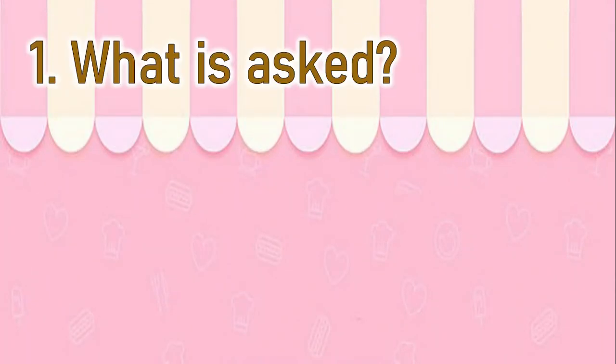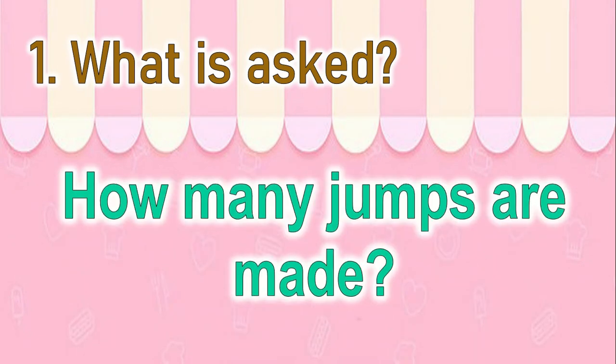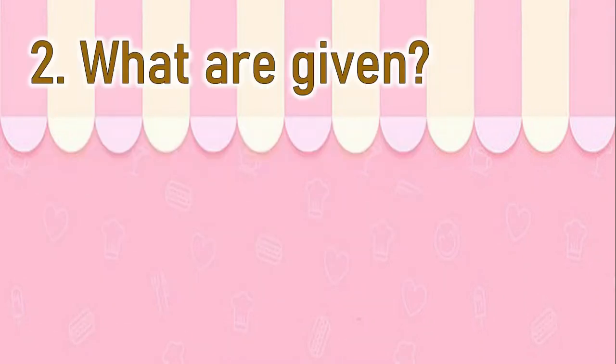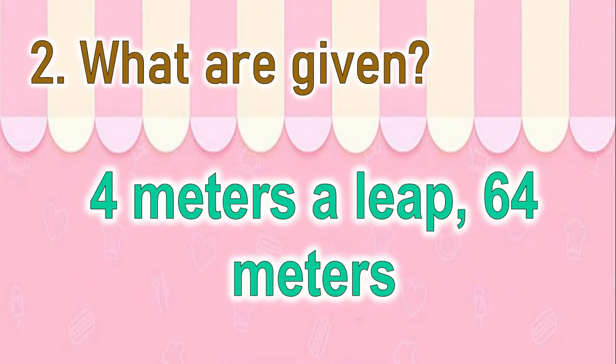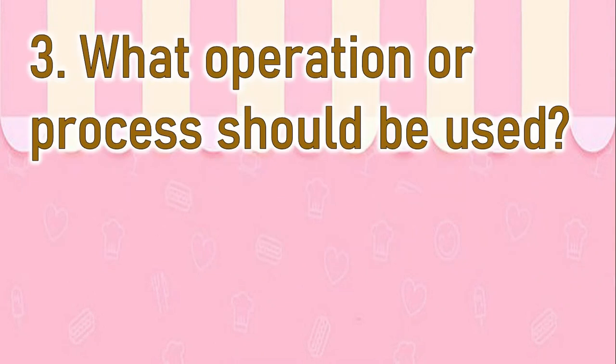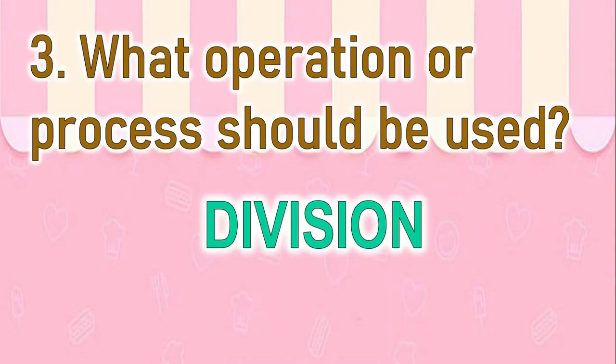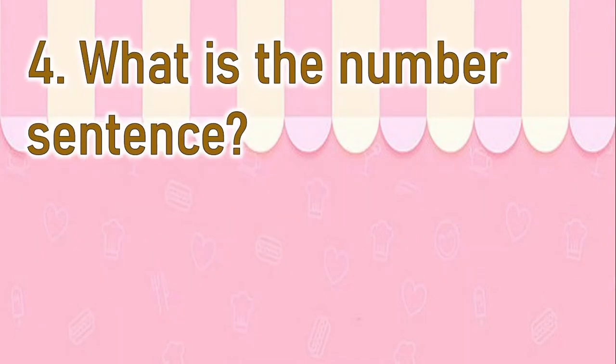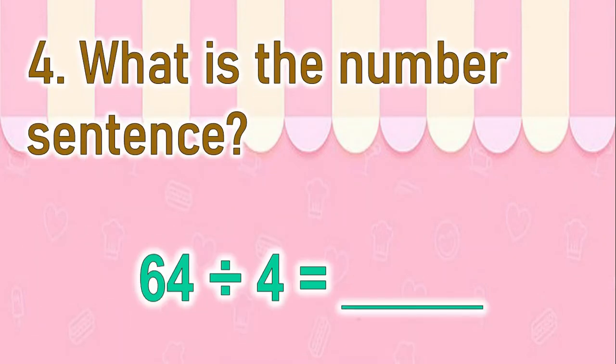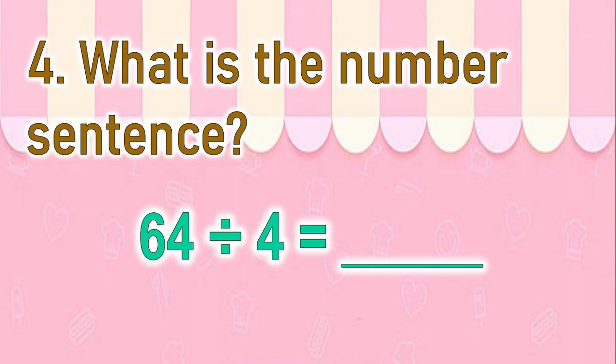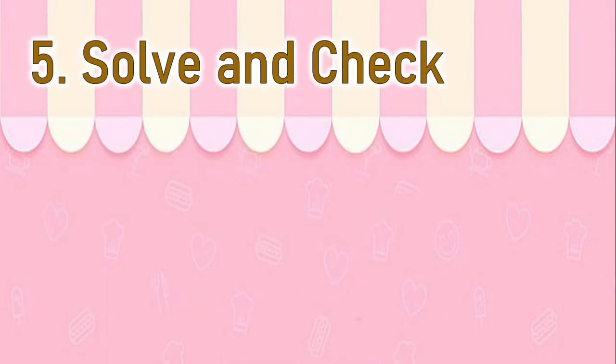So what is asked in our problem? How many jumps are made by the kangaroo? The given facts here are 4 meters a leap and 64 meters. The operation or process that should be used is division. And the fourth step is the number sentence. A number sentence looks like this: 64 divided by 4 is equal to n. The fifth step is you will solve and check.